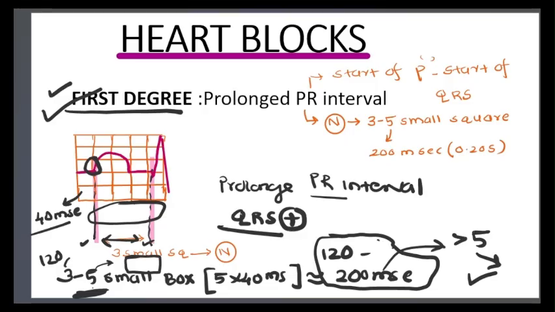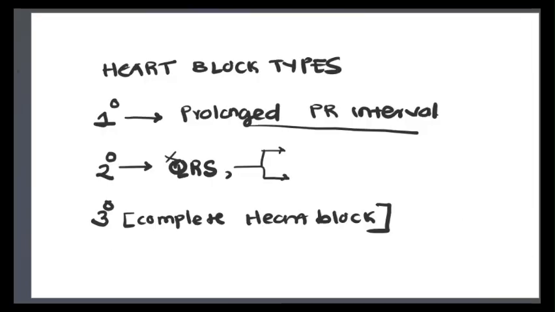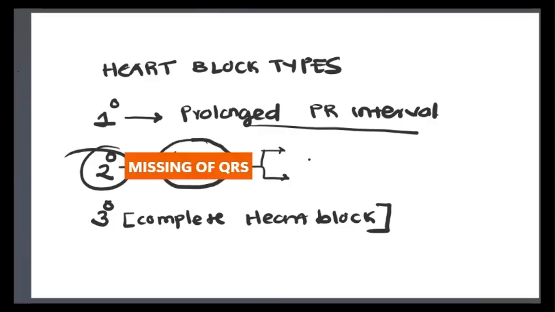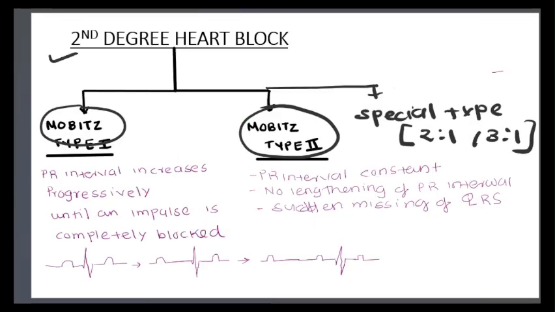Remember that. Okay, now we will go to second degree heart block. In second degree heart block, I told you there is missing of QRS complex. And I also mentioned that there are two types: second degree Mobitz type 1, Mobitz type 2, and a special type. So what is Mobitz type 1? Mobitz type 1 means there is missing of QRS complex.